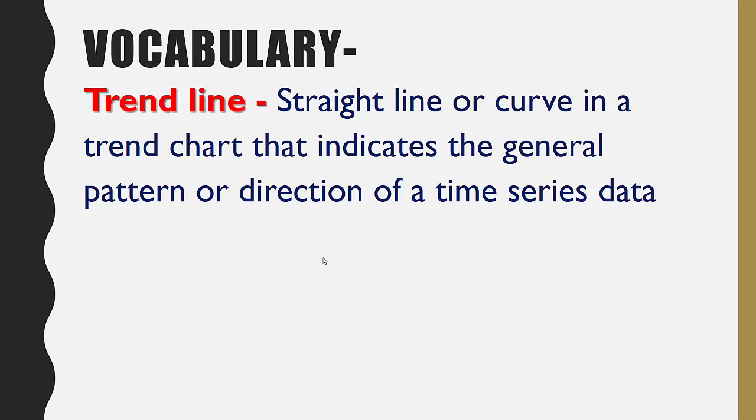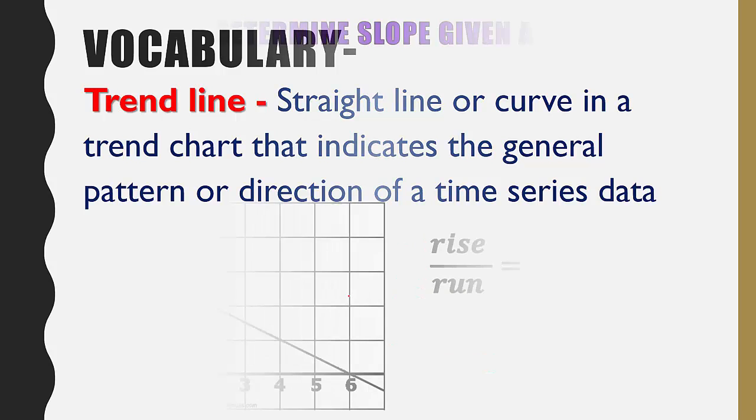Vocabulary, we only have one for this lesson, and that is trend line, which is a straight line or a curve in a trend chart or a scatter plot that indicates the general pattern or direction of time series data. So what we're talking about here, like a scatter plot, if we have these different points all over the place, a trend line would make it so that all the points are right around the line, and if you looked at it, it would look like, okay, that kind of shows it.